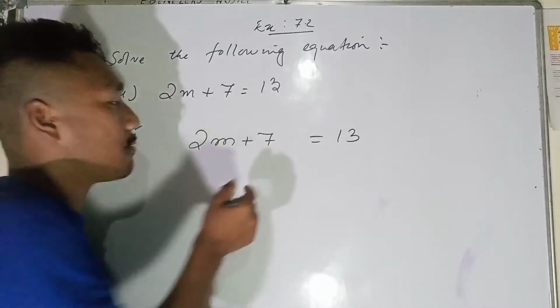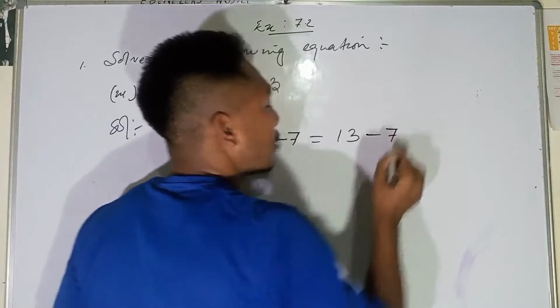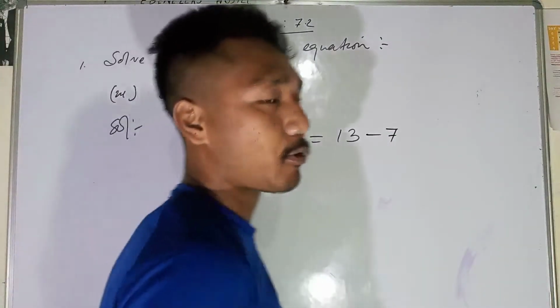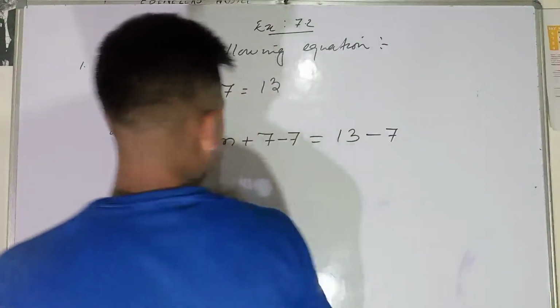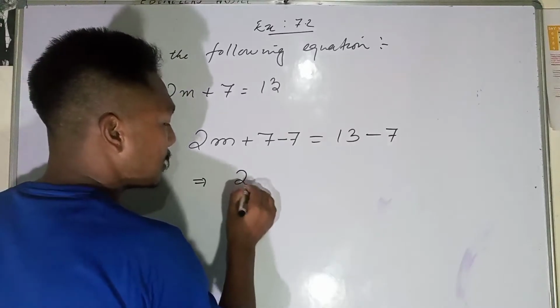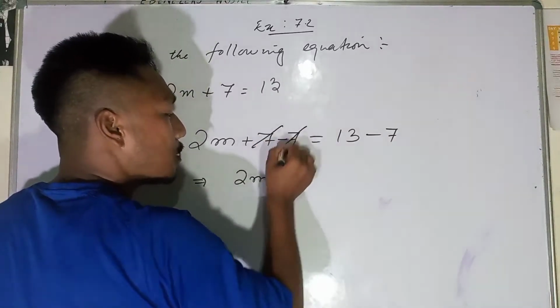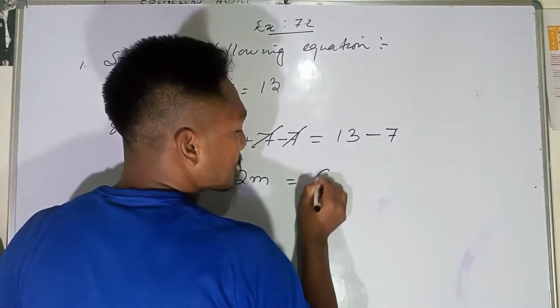If there is a plus 7, that means I have to subtract 7 on both sides. If it is a plus, I have to subtract the same number. So 7 minus 7 is equal to 0. The remaining is what? 13 minus 7 is 6.